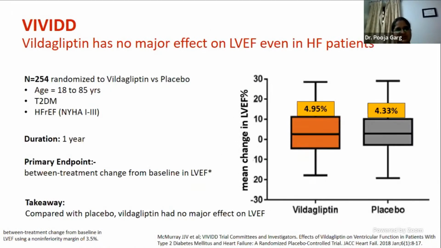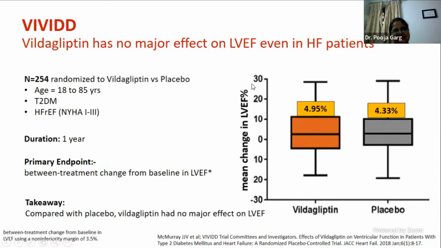Vildagliptin has also demonstrated no major adverse effect on reduction of left ventricular ejection fraction, even in patients who had underlying heart failure. Almost 254 patients were randomized to Vildagliptin versus placebo. The age group included was 18 to 85 years. Type 2 diabetic patients were taken who had heart failure with reduced ejection fraction, NYHA 1 to 3, and duration of diabetes was around 1 year.